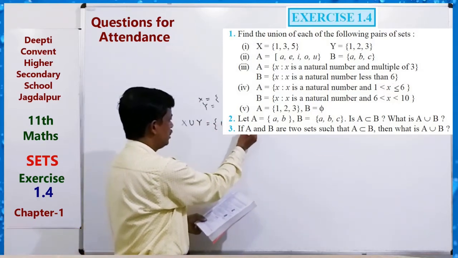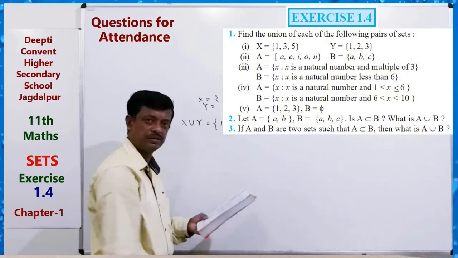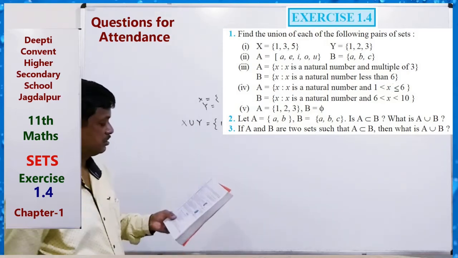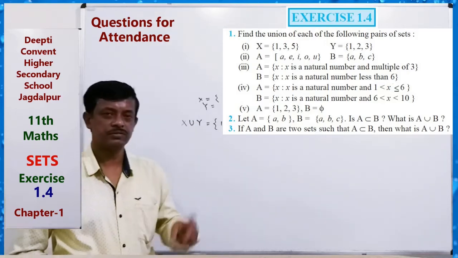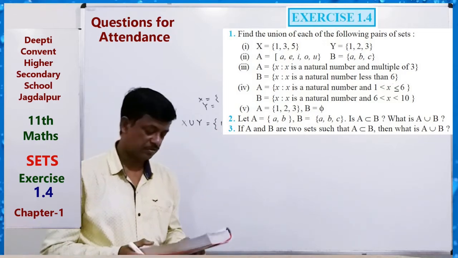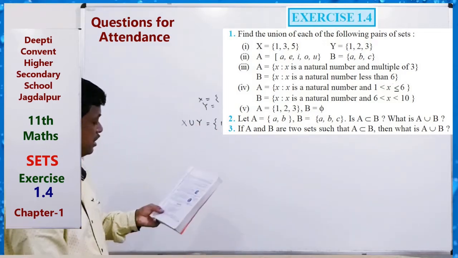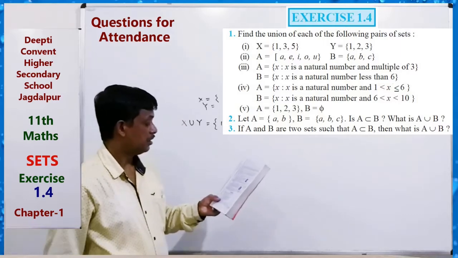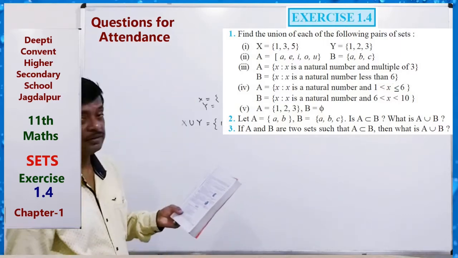1, 2, 3, 5. This is the union. All the elements should be here, but repeating elements will be written only one time. Similarly, question second, third.